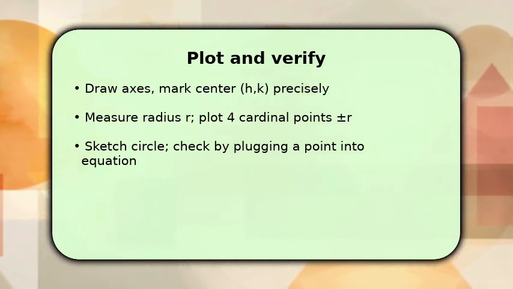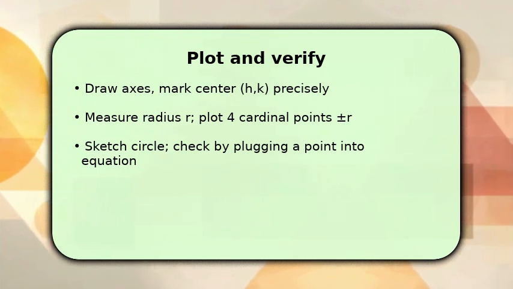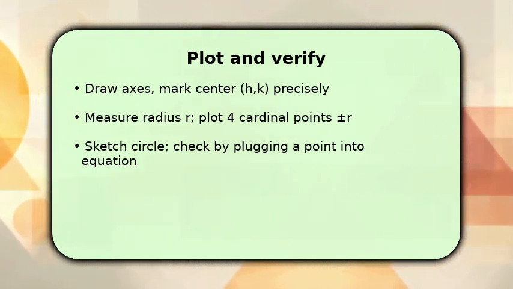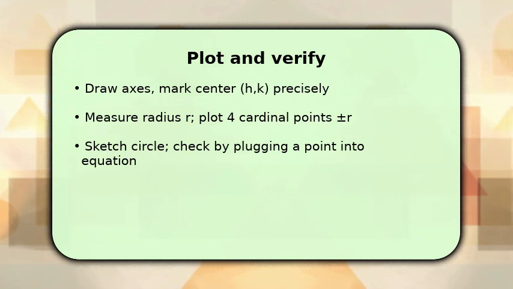If something looks off, pick one plotted point and substitute into the original equation. If it fails, recheck your completed squares and arithmetic. That single verification often finds sign or constant errors.